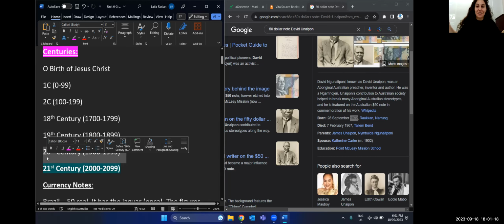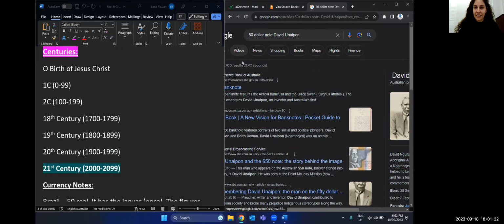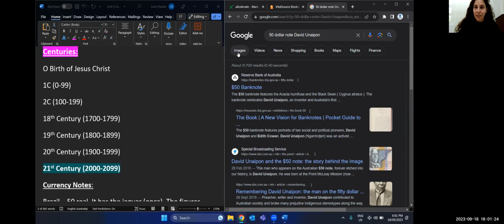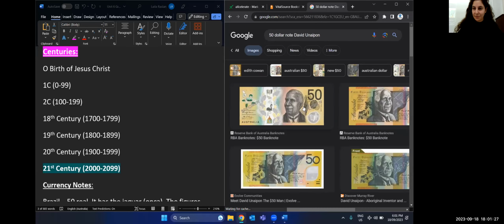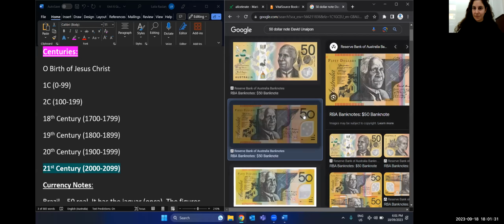So there you go. That's the $50 note. As I said, an important person for Australians. So they have put him on the $50 note. That's a good image here of him.